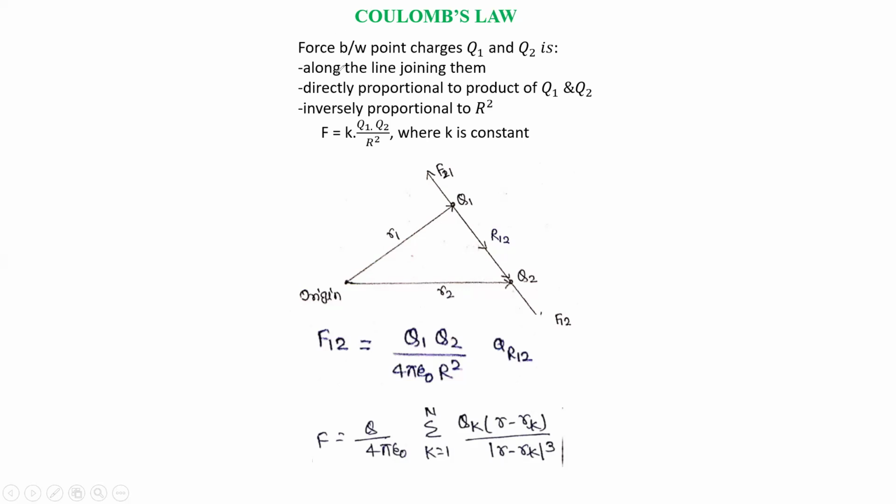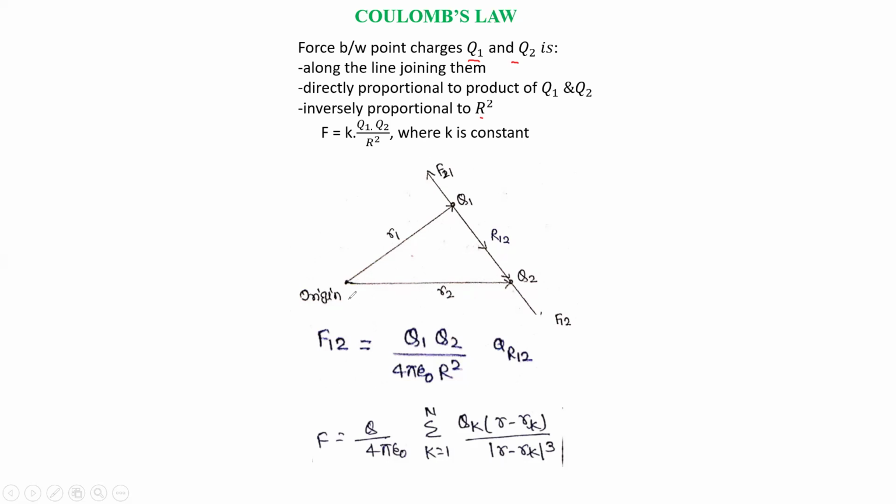Coulomb's law states that the force between two charges Q1 and Q2 is proportional to the product of the charges Q1 and Q2 and inversely proportional to R square, and the direction will be along the line joining both charges. So here F equals K into Q1 into Q2 by R square, where K is the constant.